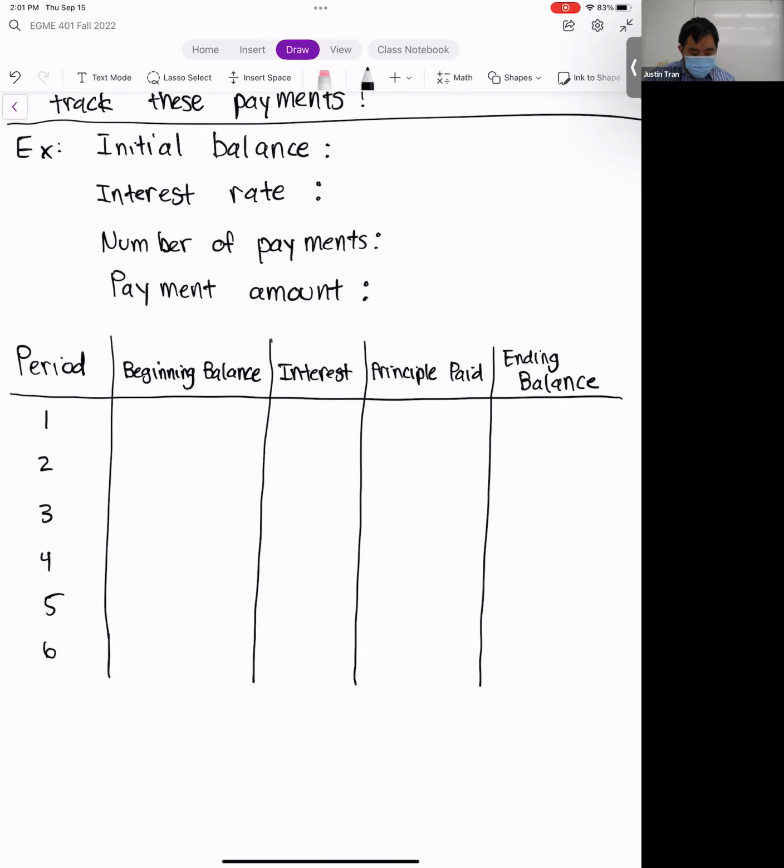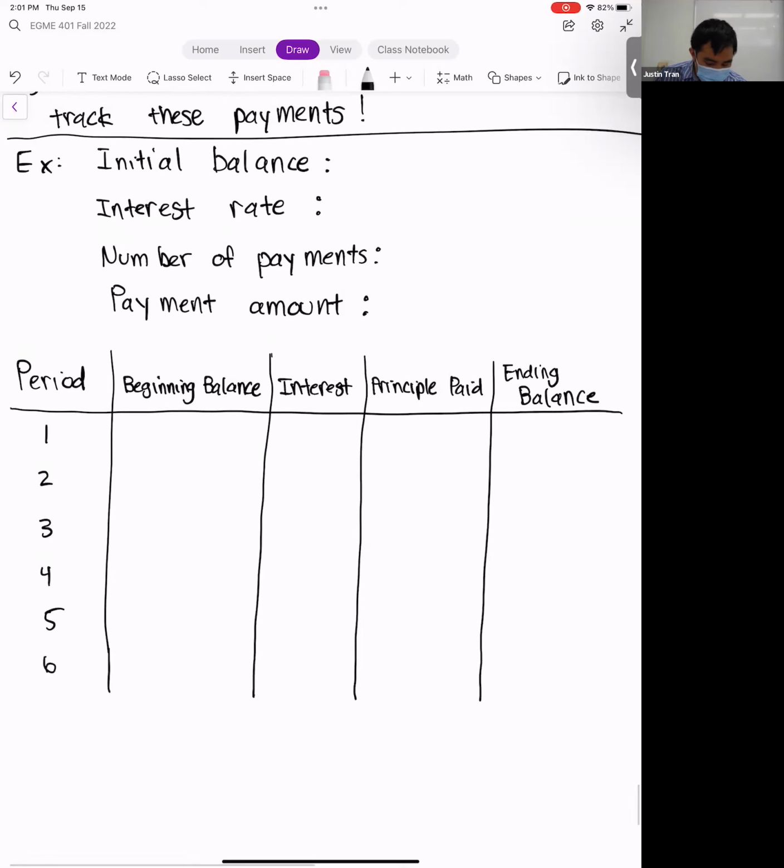This forms very naturally into a spreadsheet, and a lot of people build these in spreadsheets, writing all the formulas in the cells. But for now, I'll show you how to break this down using hand calculations, so you understand everything that's going on. Let's go ahead and fill in what these values are. The initial balance is often your P, the present sum of money that you're taking out for the loan.